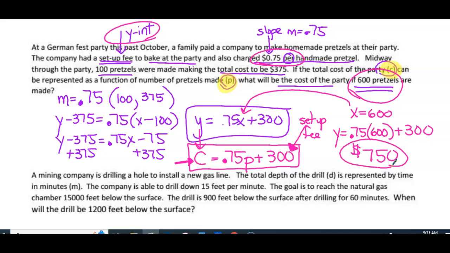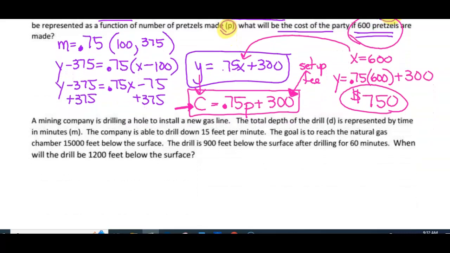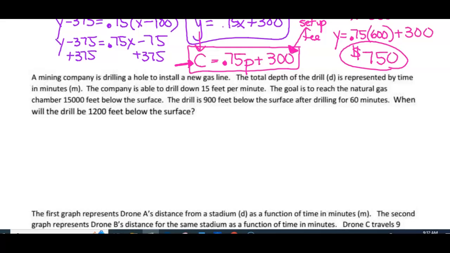All right? So that's the whole pretzel question, slope, and a point. So we're going to do one more today, and then we will leave the one at the bottom. I'll leave that one for you to try. We'll start with that one on the next day.